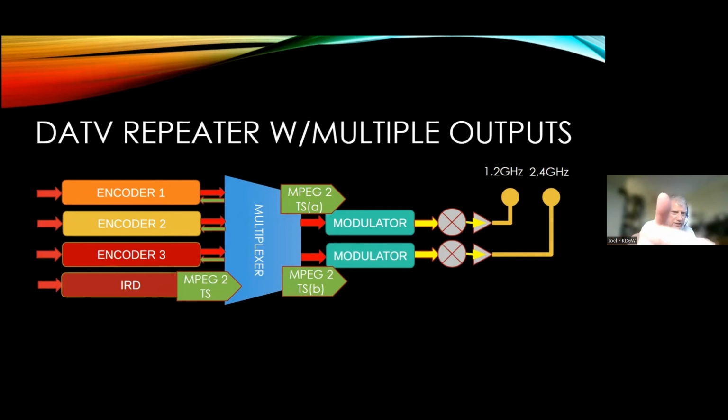And then you can take those signals, put them through the multiplexer, and some multiplexers have more than one output, where you can define two different bit rates based on the different encoders. So I can say the A output is just encoders 1 and 2, but I can have the B output include encoders 1, 2, 3, and the IRD all at the same time. That way I can put some of the signals on 1.2 at a lower symbol rate and put all the signals on 2.4 gig at a much higher symbol rate. Does that make sense?